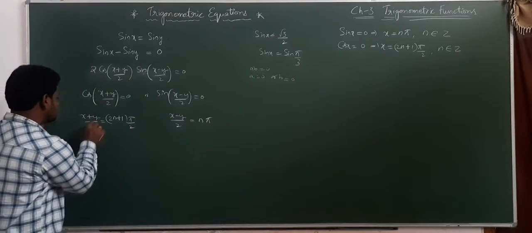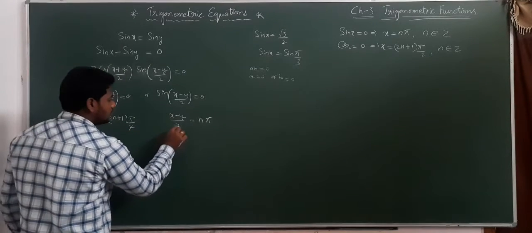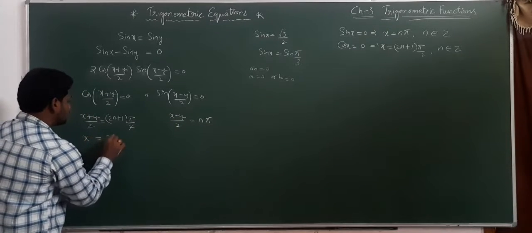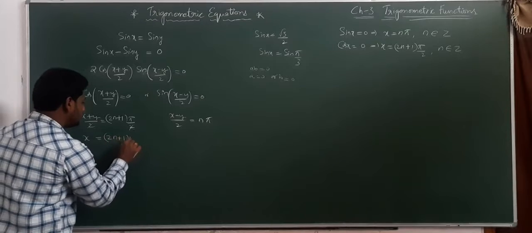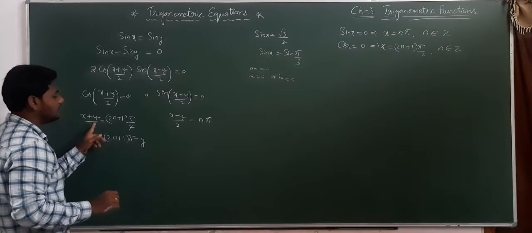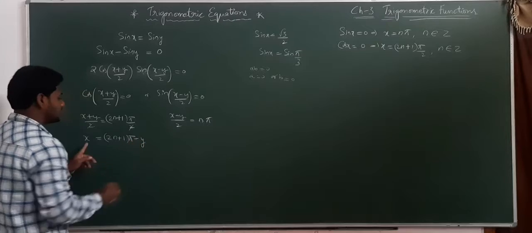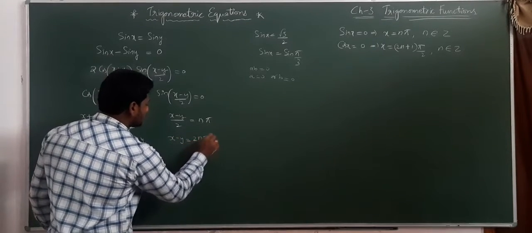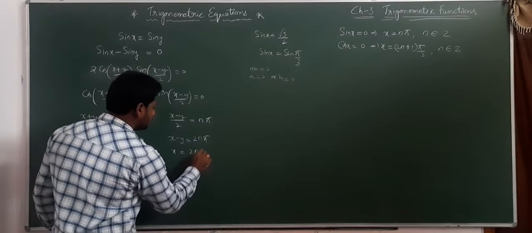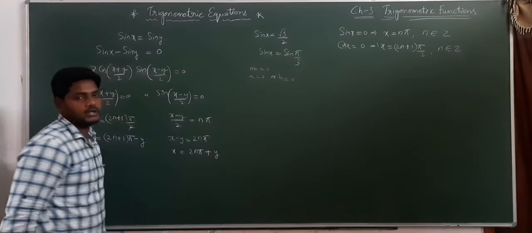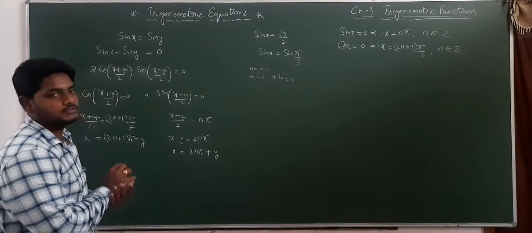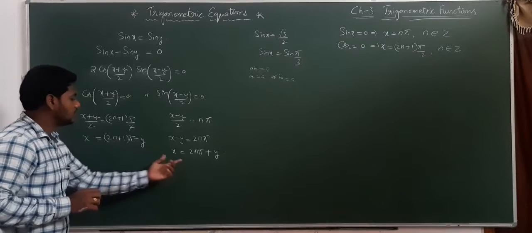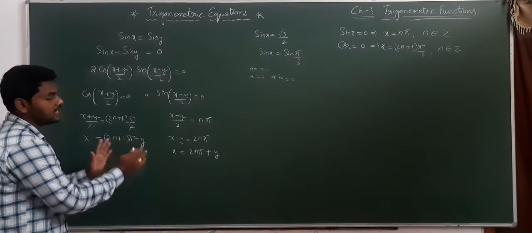If you simplify this, the 2 and 2 get cancelled. Here the 2 will come here. Then we can write x is equal to (2n plus 1) into pi, y will become minus y. This is about x here. Now here if you observe, x minus y equal to 2n pi, then what about x? X is equal to 2n pi plus y. See here, if you observe how we can write this equation and how we can combine these two.